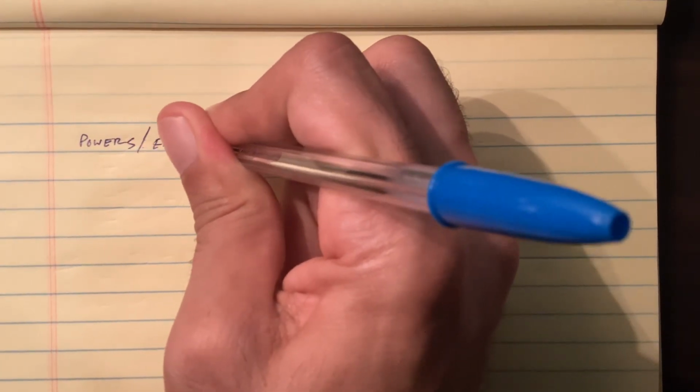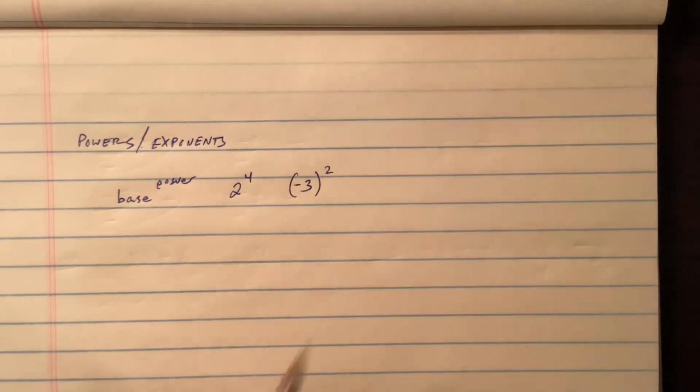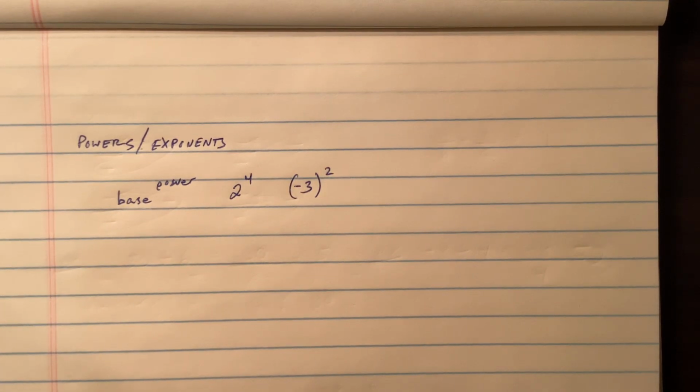In this video, we are going to be talking about powers, and another word for them, if you want to call them exponents, you'll definitely hear that term as well. There's some terminology that goes along with this topic. We're going to have something called the base, and the base is going to be raised to the power or the exponent. An example of this, you might see 2 to the 4th power, or negative 3 to the 2nd power, something like that.